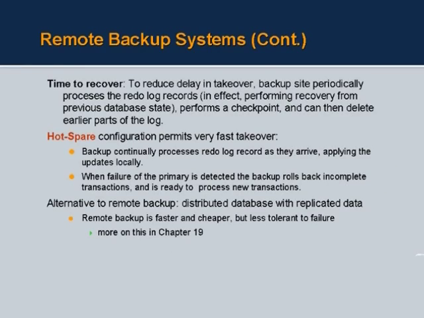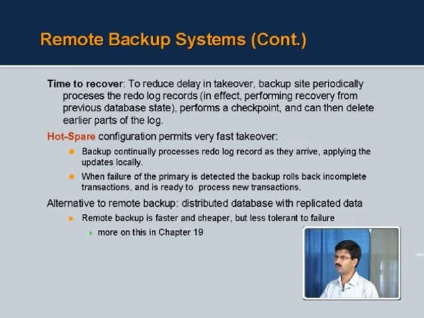So there are a couple of different possibilities. One configuration is the backup does nothing normally. It just collects log records, and then when required, it suddenly starts recovery and then takes over. But that can be slow. So there's a hot spare configuration where backup system is actually continually processing log records as they arrive, applying the changes locally. And if the failure is detected, the backup can quickly roll back any incomplete transaction. And within a very short time, literally a few seconds, is ready to process new transactions. Okay, so the hot spare is commonly used for, I'm sure SBI uses a hot spare, can take over instantly.